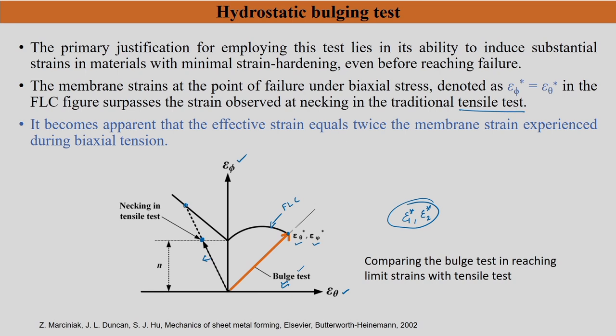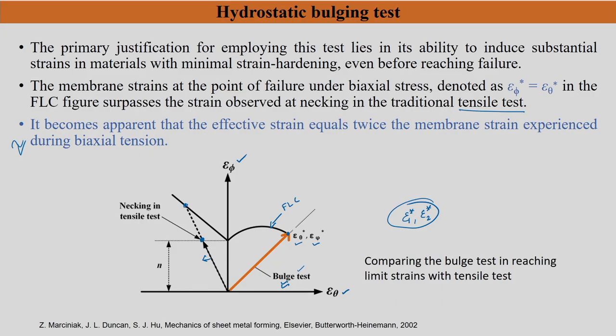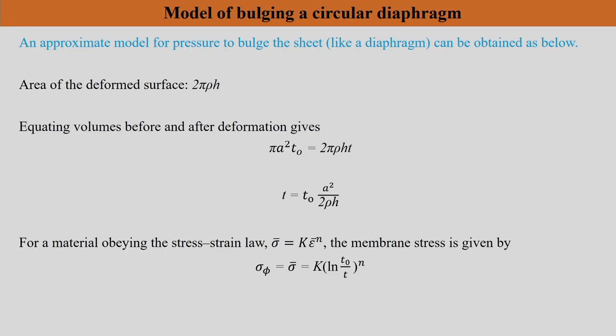In this way, one can understand that when you do the hydrostatic bulge test, there is a little advantage even for low ductile material: you can have a stress strain behavior comfortably, which is not possible in your conventional uniaxial tension test. And this I already mentioned. It becomes apparent that effective strain equals twice the membrane strain experienced during biaxial tension, which is not the case in the uniaxial tension test, where we already found the value before. Because of this small advantage, if you want a good fit for your stress strain curve beyond your tensile fracture, then one can go for this kind of hydrostatic bulge test.